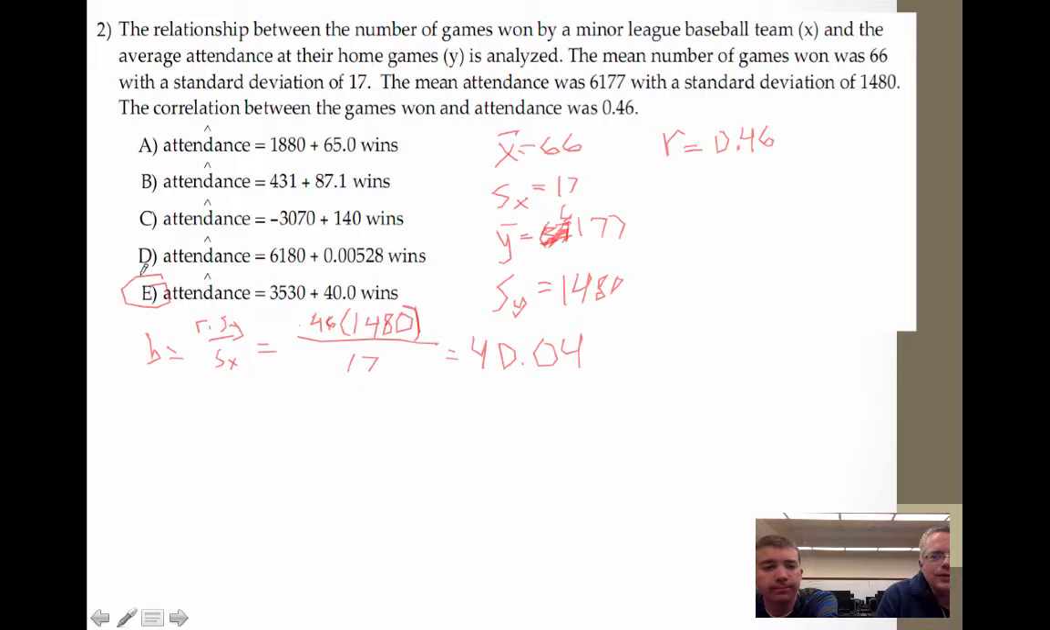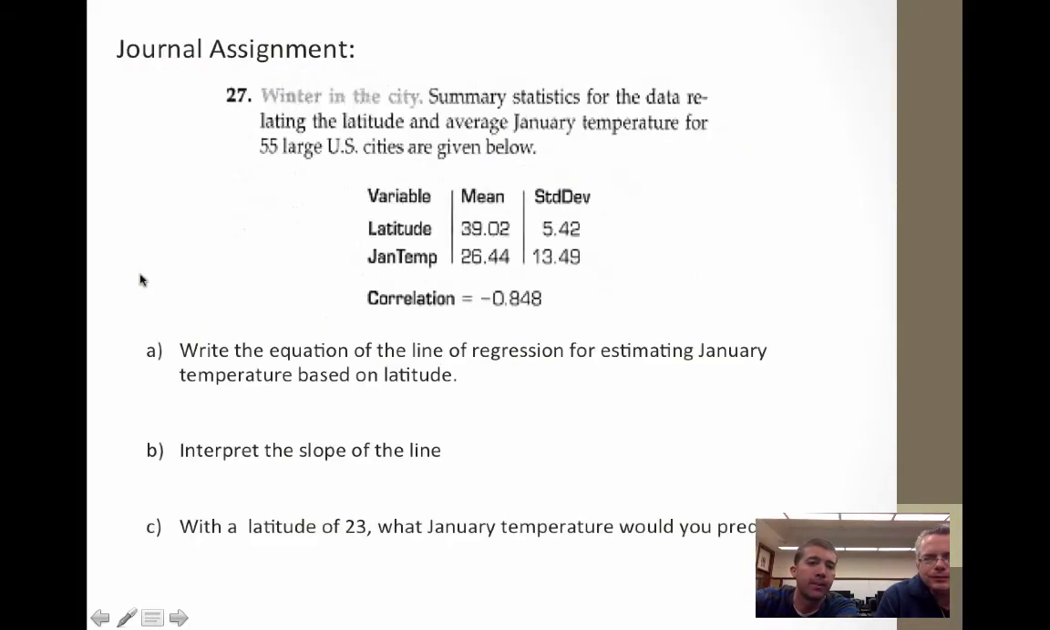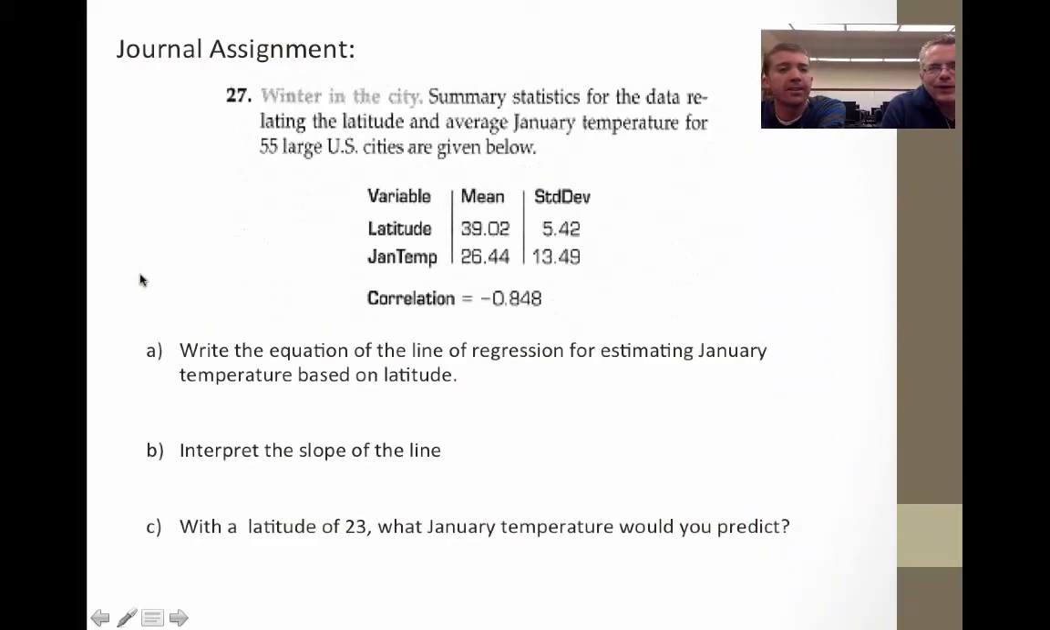All right. Let's hit it. Okay. Oh, it's your guys' turn. Wow. Okay, so now we have a winner in the city, appropriate for what's going on today. So we have latitude and January temperatures. So we want you to write the equation of the line of regression for estimating the January temperature based on the latitude. Then interpret the slope. And then figure out if I gave you a latitude of 23, what would you predict the January temperature?